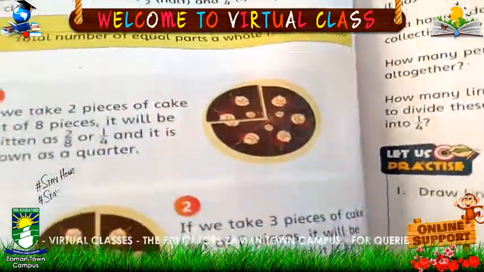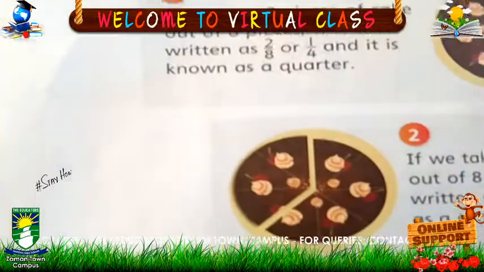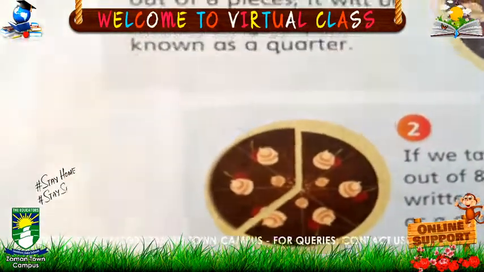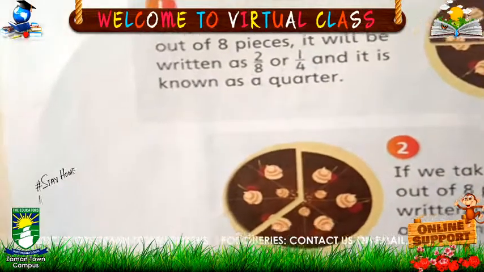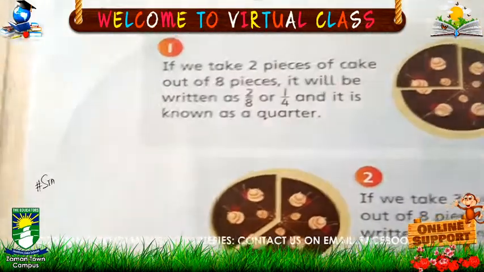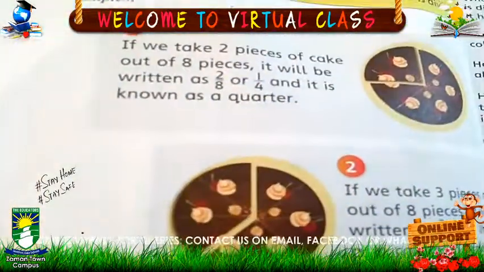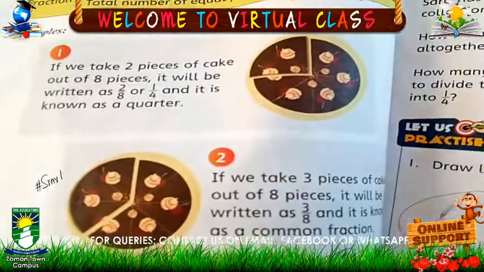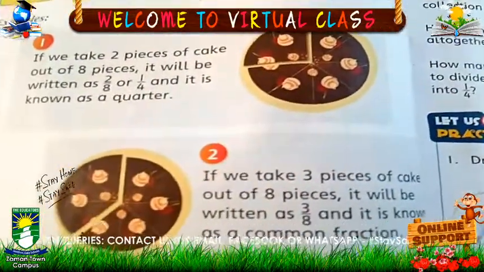And come to example number 2. Here we again have a cake that has been divided into a total of 8 equal parts, and if we take 3 pieces of cake out of 8 pieces, what will be written? It will be written as 3/8, and it is known as a common fraction.